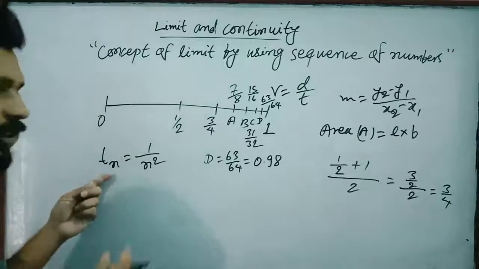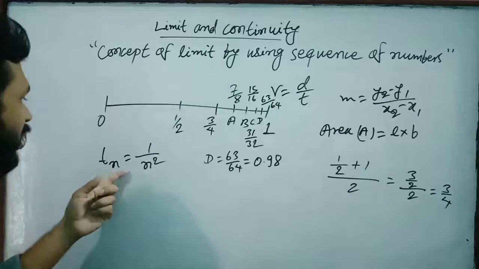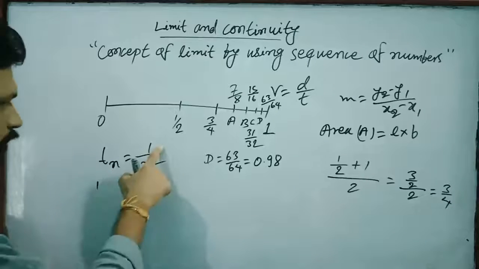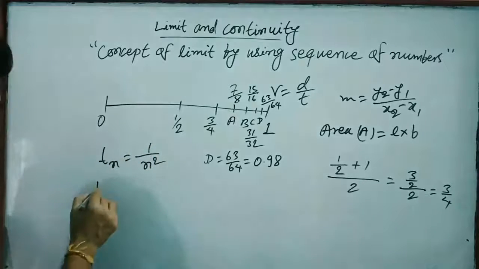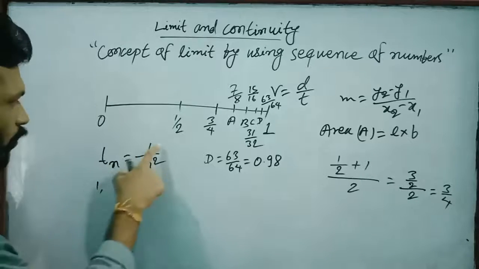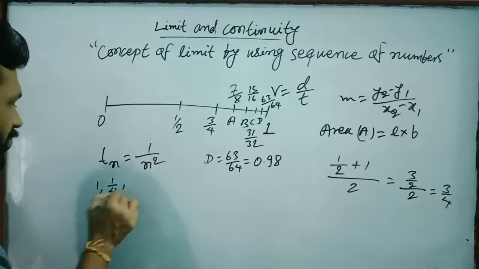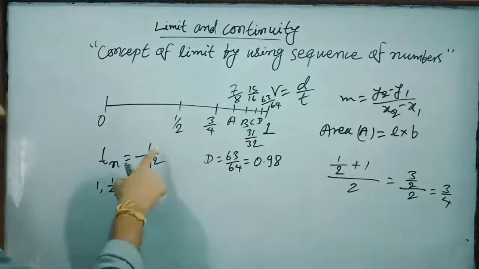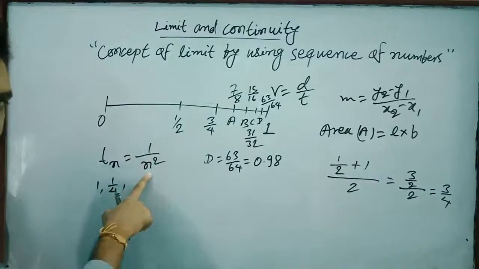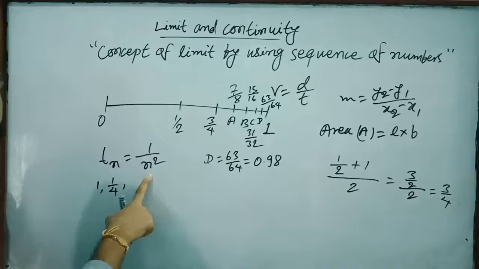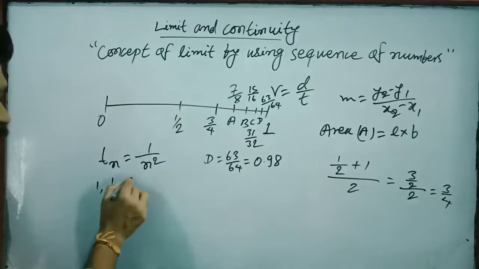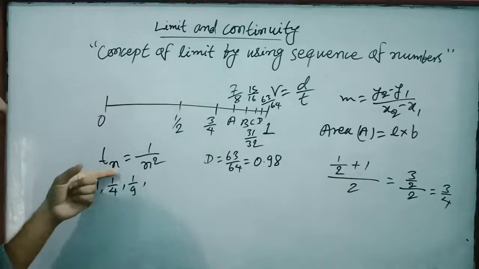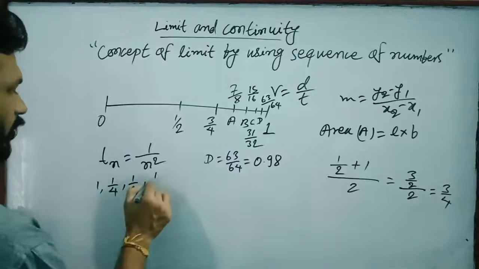What is the first term? First term means T1. So T1 equal to 1 upon 1 square. 1 upon 1 square we get 1. Then T2 equal to 1 upon 2 square, 1 upon 4. Yes. Then T3 equal to 1 upon 3 square, so 1 upon 9. Then T4, 1 upon 4 square, 1 upon 16.